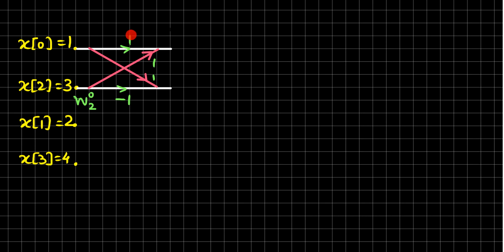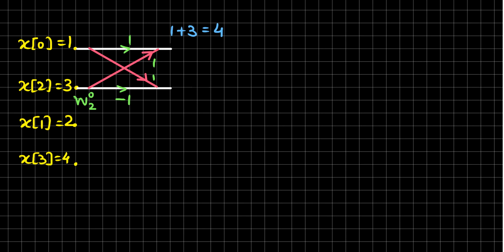would be simply 1 plus 3 into W2 to the power 0. Now this W2 raised to 0 is equal to 1. So what we are going to obtain is simply 1 plus 3. So the value that we are obtaining here is 1 plus 3, which is equal to 4.